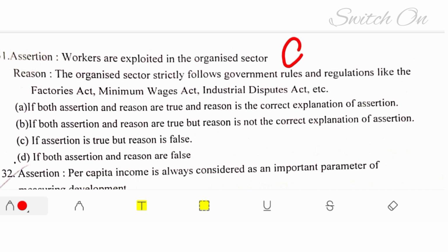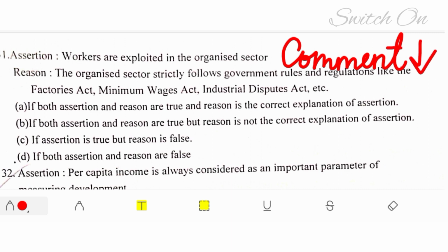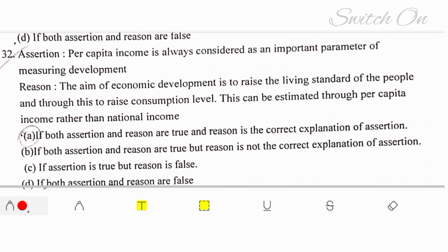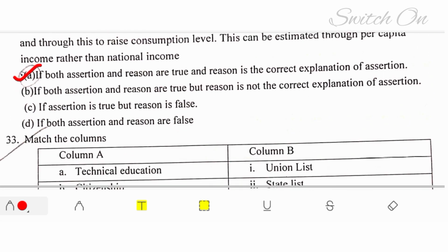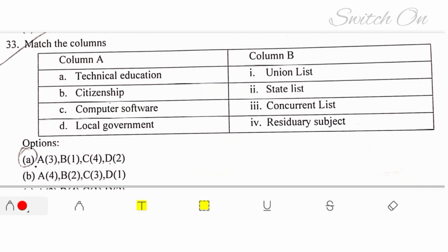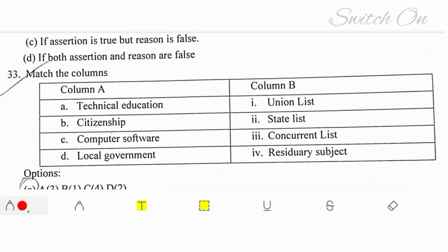So this is an assertion reason question and I want you to answer these questions in the comment section. Question number 32. Per capita income is always considered as an important parameter for measuring development is true. The aim for economic development is to raise the living standard of people. So this is also true. So the answer is both assertion and reason are true and it's the correct explanation.